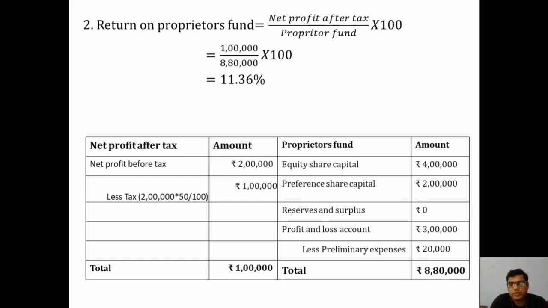Proprietor's fund. The proprietor's fund formula is similar to your shareholders fund. Proprietor's fund is equal to equity share capital plus preference share capital plus reserves and surplus plus profit and loss minus preliminary expenses. So the total will be 8,80,000. If we put this information in the above formula, that is net profit after tax 1 lakh divided by proprietor's fund 8,80,000 into 100, the percentage we get is 11.36 percent.